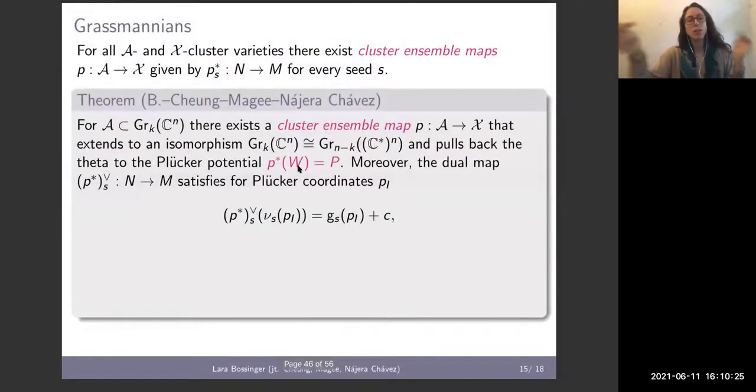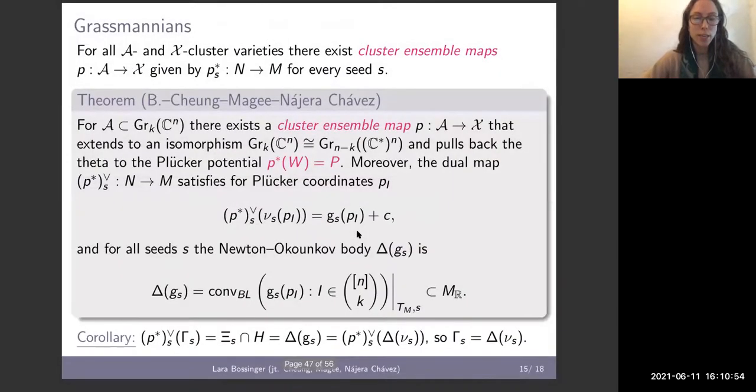And moreover, the dual map, so if I take the dual of this lattice map, it's again a lattice map, and it goes again from the lattice n to m, and it turns out that on the level of points, what it does, it sends the Rietsch-Williams valuation of a Plücker coordinate to the g-vector valuation of GHKK, or our valuation, if you want.